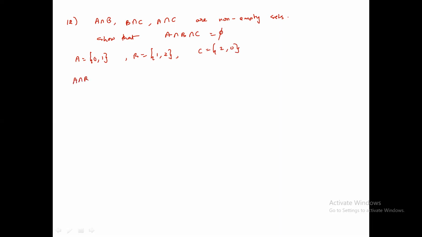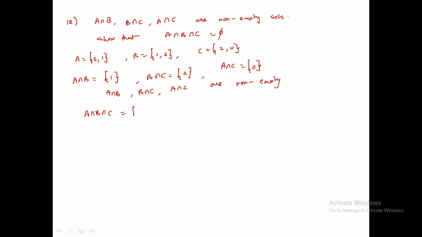So A intersection B, we have 1. B intersection C, we have 2. And A intersection C, we have 0. So as per the question, we have shown that A intersection B, B intersection C, A intersection C are non-empty. Now we will find A intersection B intersection C. Nothing we can find. That is, we got this as empty set.